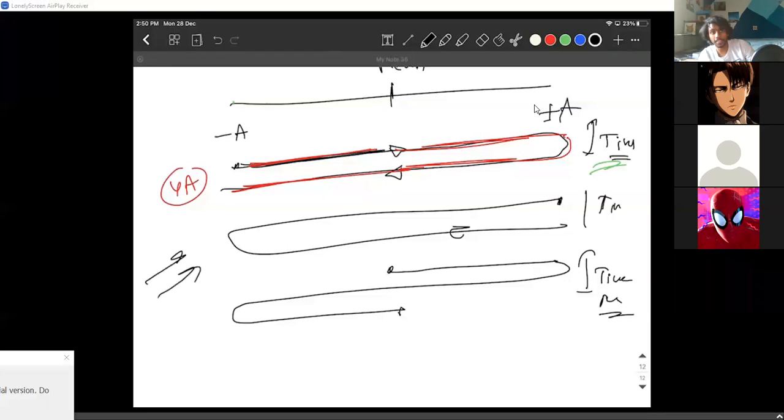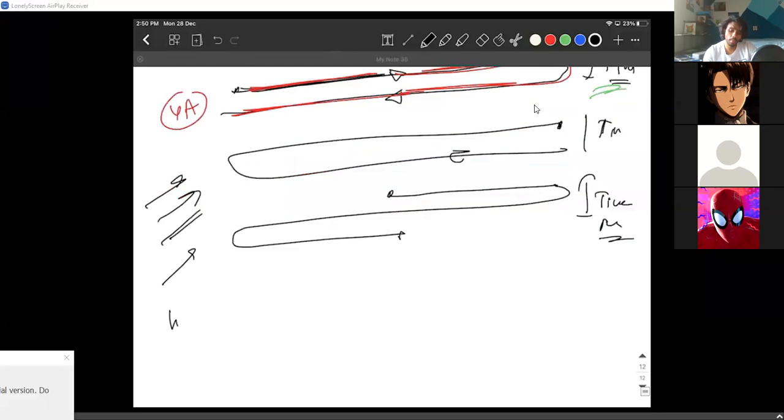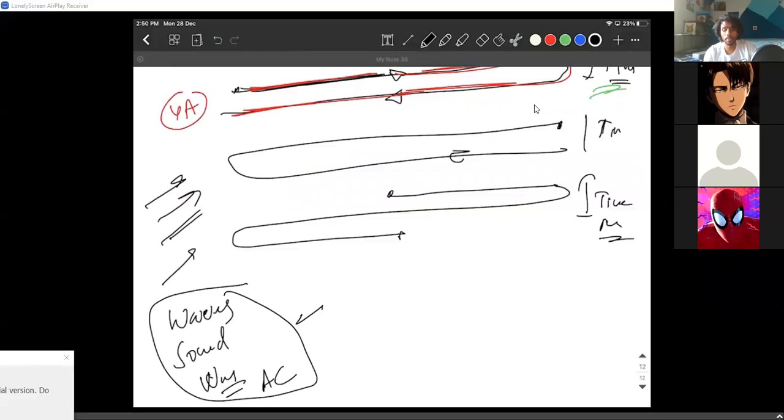I'll talk about velocities. I'll talk about accelerations. I'll talk about plenty of things for sure. But the reason why I'm calling it this is that this topic is going to be the foundation of the topics of waves, sound, wave optics, and then alternating current. All these second year topics are strongly based on this topic. So this is very important.